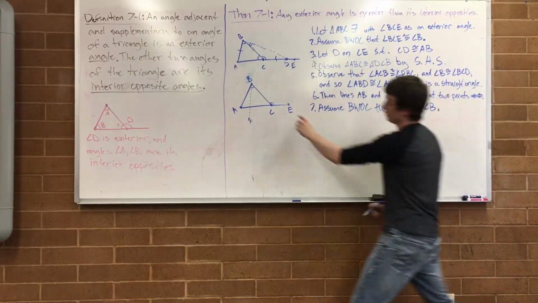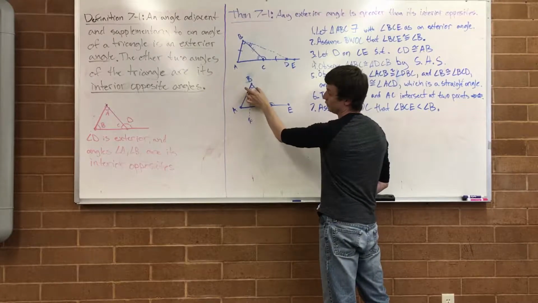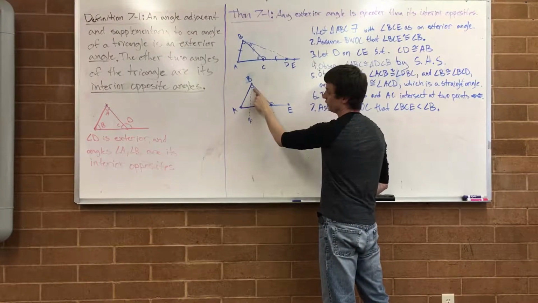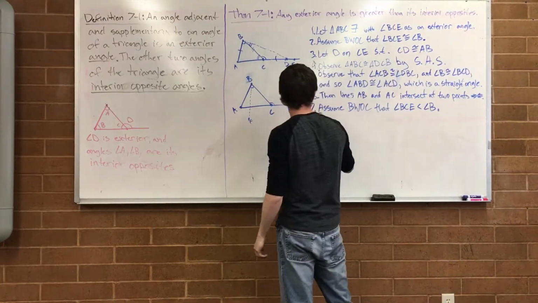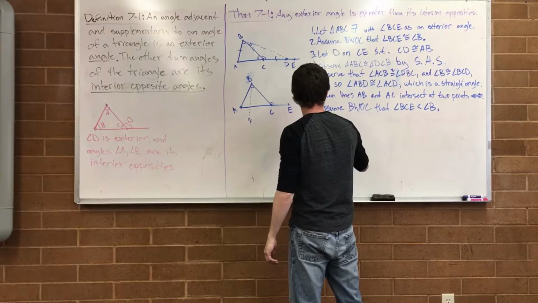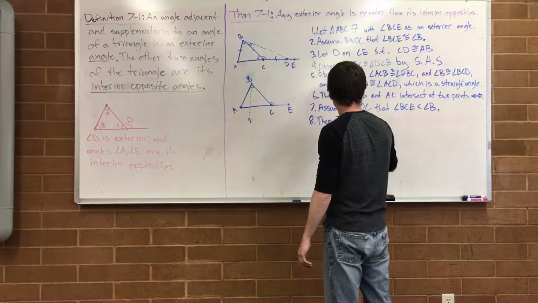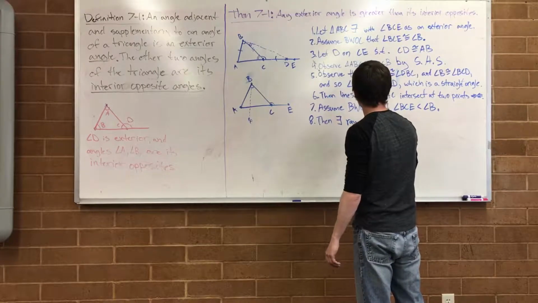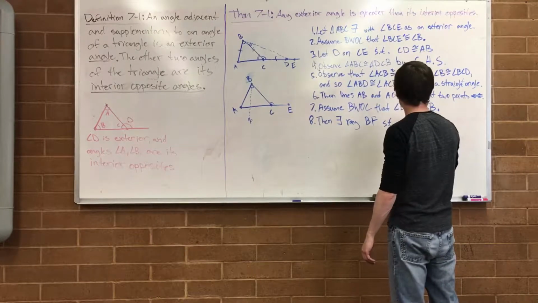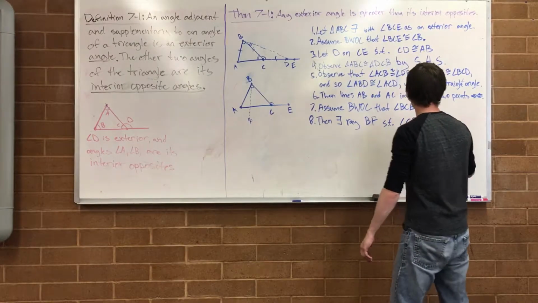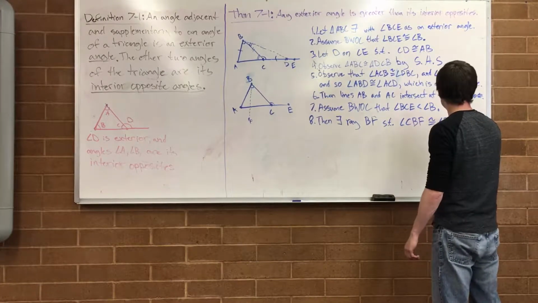So assume by way of contradiction that this angle is less than that whole angle. So then there has to be some smaller angle in there, some ray that I can draw to give you some smaller angle so that that angle is congruent to that angle. Right? 8. Then there exists ray BF such that angle CBF is congruent to angle BCE.